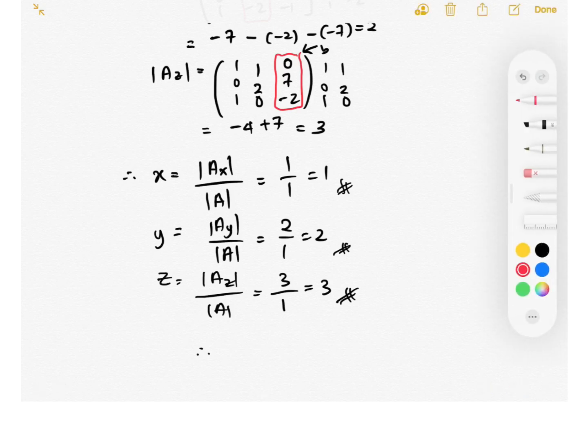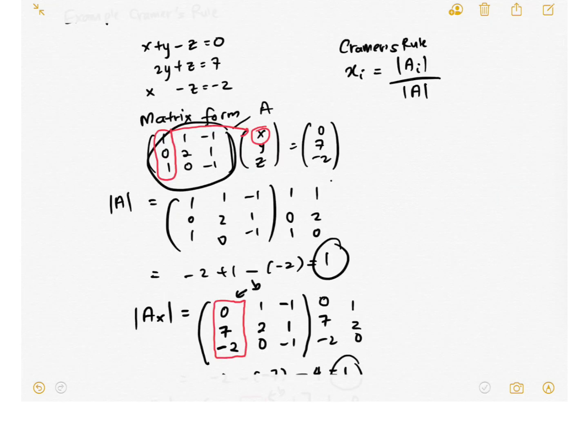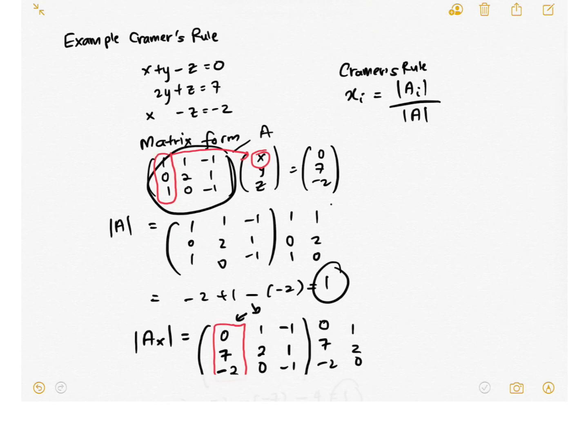Again, you may check your answer. So how to check your answer? You just substitute x equals 1, y equals 2, and z equals 3 into this one. Did you get the answer? 0, 7, and negative 2 means the values x equals 1, y equals 2, and z equals 3 are correct. So that's how you use Cramer's rule. You just substitute each column associated with each variable with matrix B.